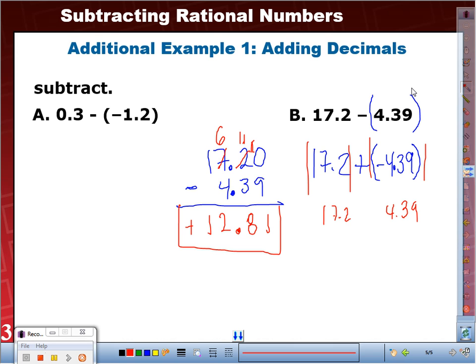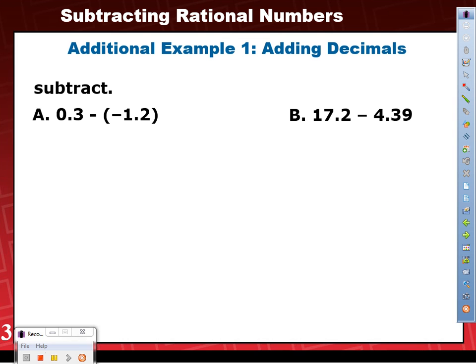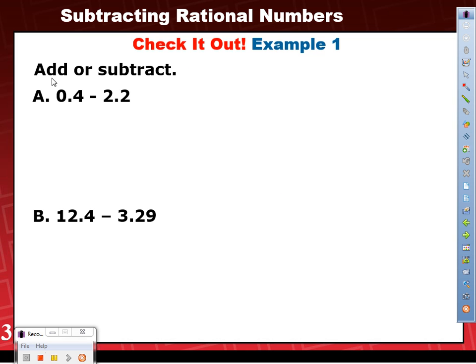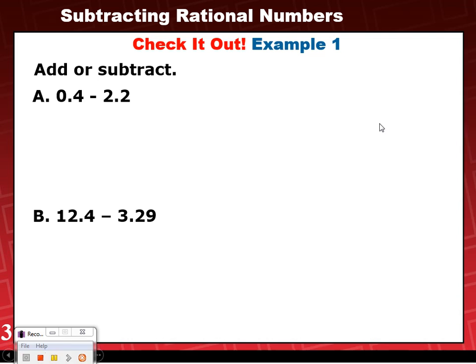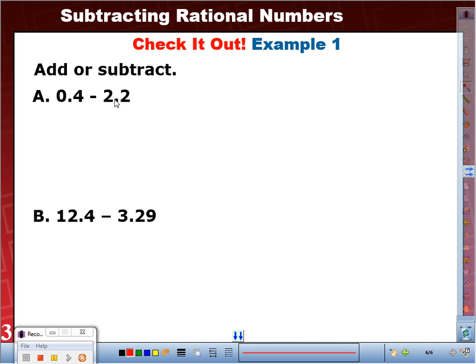Example 1C. I'm waiting for people to finish writing. Okay, here we go. One capital A, one capital B. See if you can do those by yourself. Go. For 1A, we got 0.4 minus 2.2, and for B, we got 12.4 minus 3.29. Go.